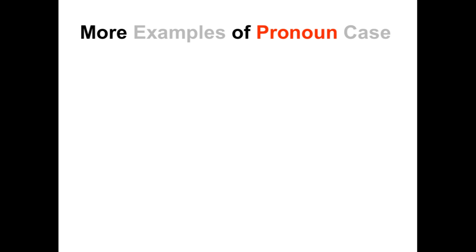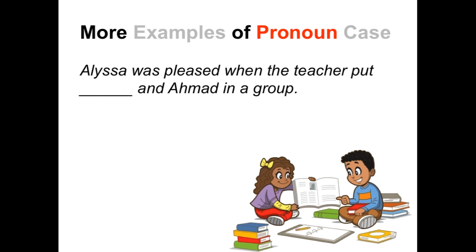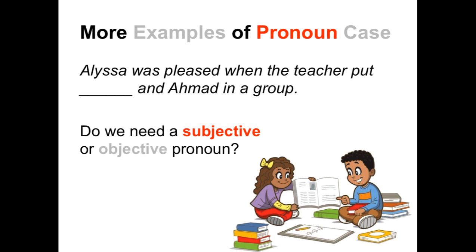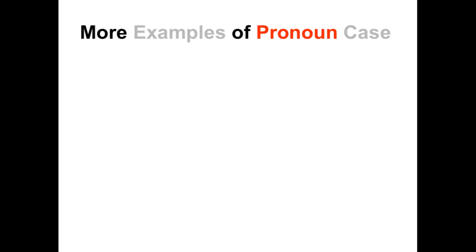Here's another example of pronoun case. Alyssa was pleased when the teacher put blank and Ahmad in a group. Do we need a subjective or objective pronoun to best complete this sentence? Again, start by finding the verb. The verb here is was, so we ask ourselves, who was pleased? Alyssa is the subject. Since there are no other verbs here, we're going to need an objective pronoun to complete this sentence.